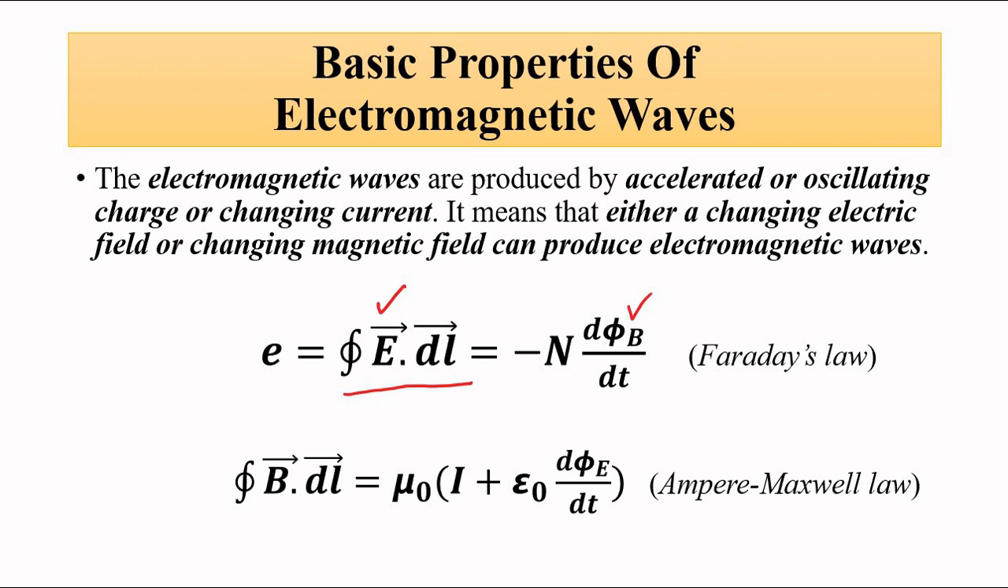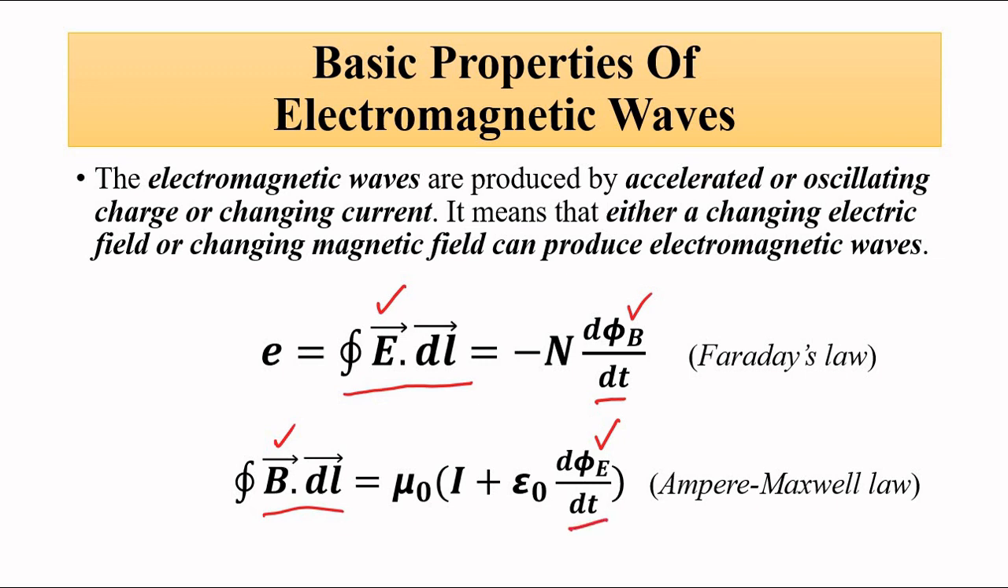Here also it is the line integral of magnetic field around any closed path, closed line integral, that is equal to μ0 (I plus Id), where Id is the displacement current, and displacement current Id is equal to ε0 dΦE by dt, where ε0 is the absolute permittivity. And here the line integral of magnetic field is related to the rate of change of electric flux with respect to time. Here the line integral of electric field is related to the rate of change of magnetic flux. Here the line integral of magnetic field is related to the rate of change of electric flux.